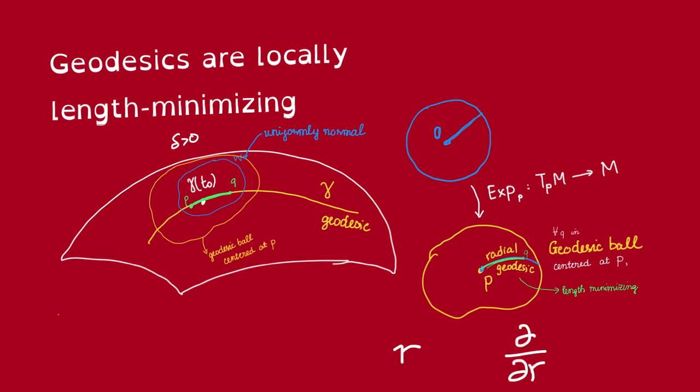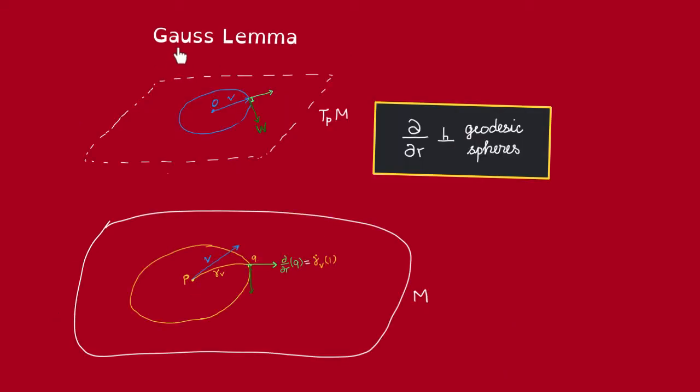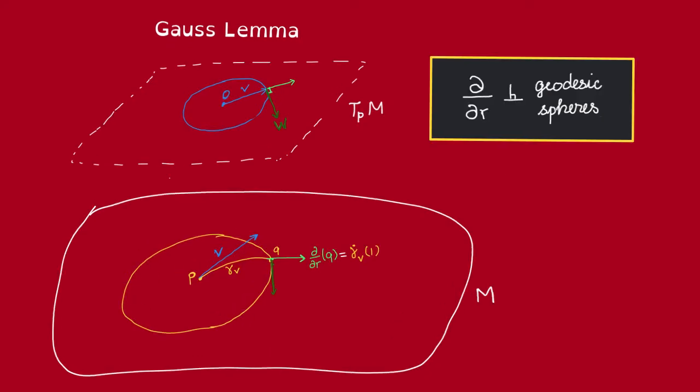In this video, we're going to discuss the one last ingredient that we need. That is the so-called Gauss Lemma, which says that the radial vector field is orthogonal to geodesic spheres. So let us explain. First, by geodesic spheres, we mean the boundary spheres of these geodesic balls. Now, let's explain concretely what the lemma is saying.